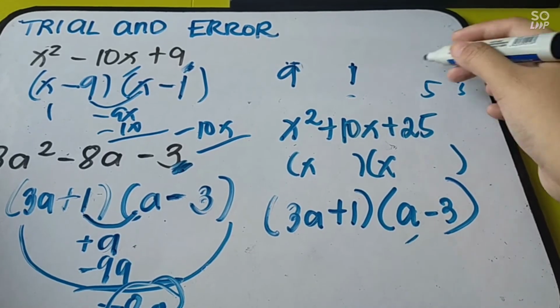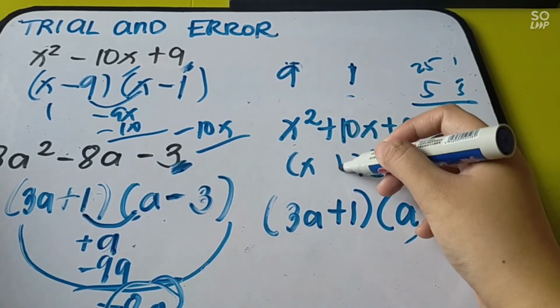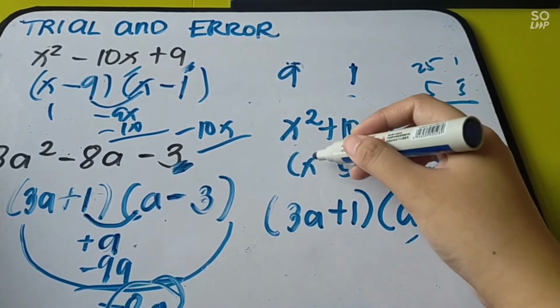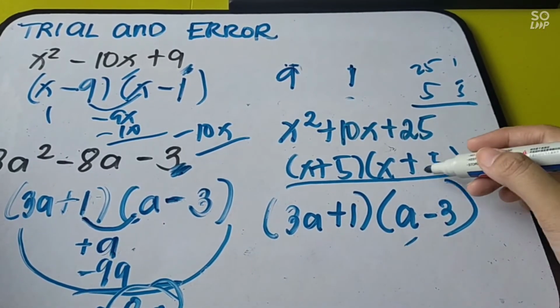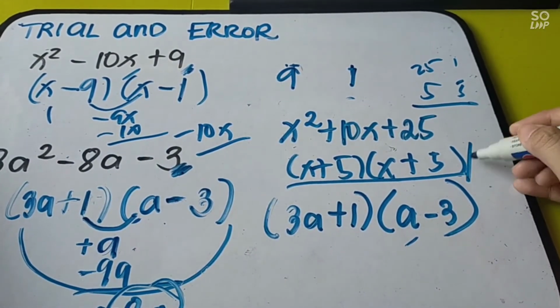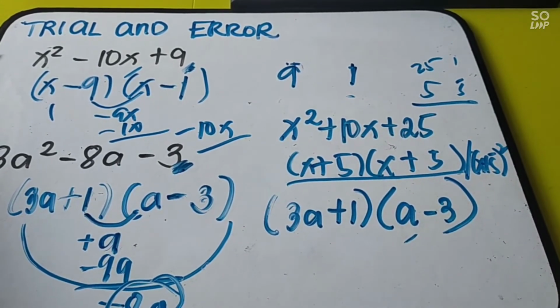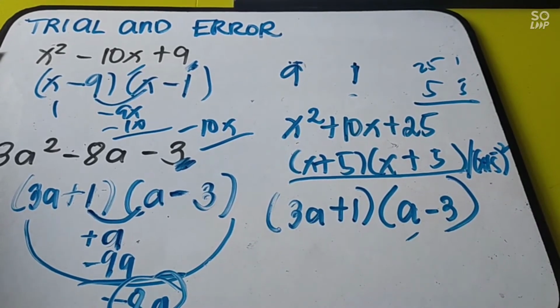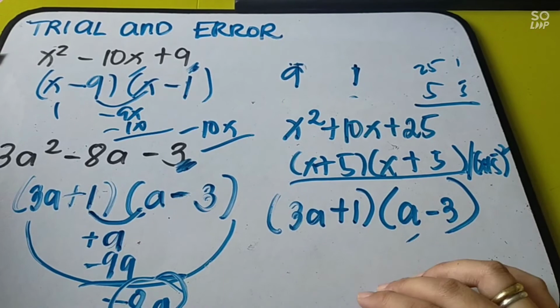We have 5 and 5, then 25 and 1. Obviously, 5 and 5 ang gagamitin natin. So, 5, 5. Then, lahat sila ay positive, positive 5. So, ayun na yung factors niya. So, x plus 5 times x plus 5, or we have x plus 5 squared. Okay? Diba? So, pwede rin doon trial and error. Okay? Kung hindi mo siya napansin agad-agad na siya pala ay perfect square trinomial.